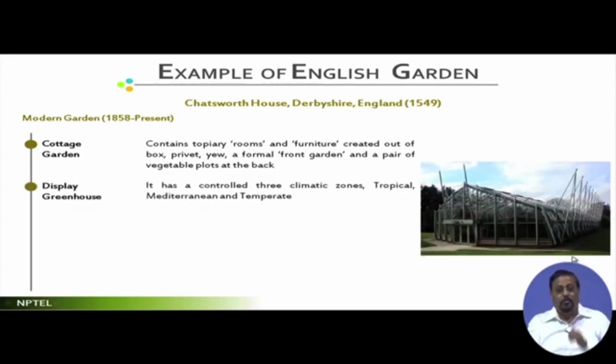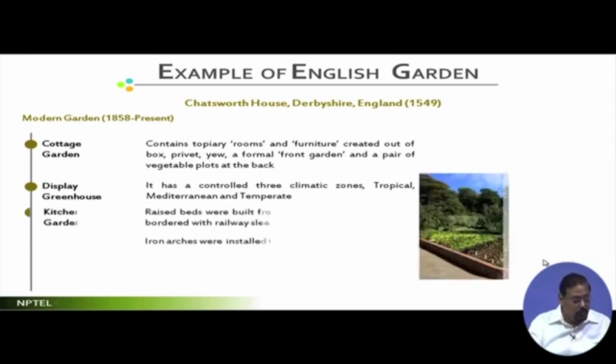Display greenhouse. Now, this particular greenhouse has been created with very technical insights. For different seasons, the climate can be controlled within this. So this has three climatic zones essentially: the tropical, Mediterranean and temperate. Within this greenhouse they have a system in which different kinds of climatic situations are created, within which they can grow the plantations.